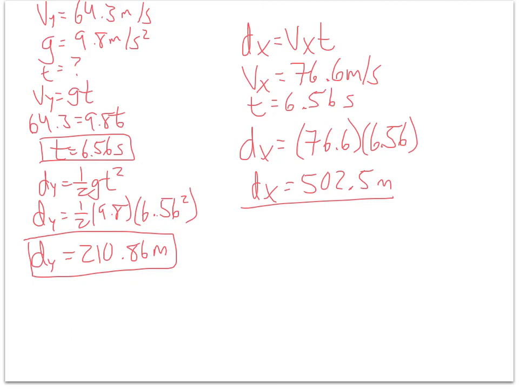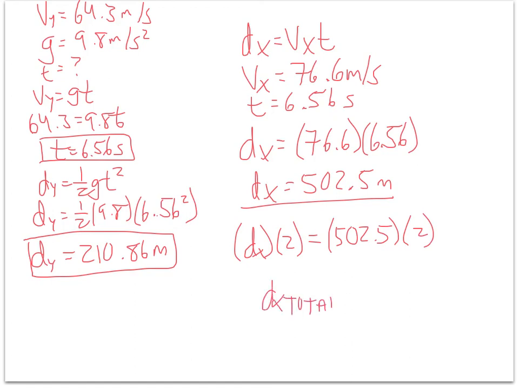Now remember, that's only for one part of it, only 1/2. All I've been solving for this whole time is from the peak down, from its highest point down to the bottom. I've got to double that now in order to get my total rise and fall. So 502.5 times 2 gives me a dx total of 1,005 meters.